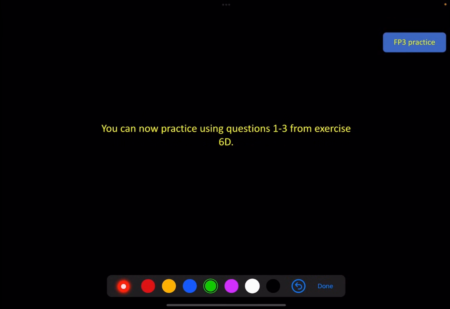That is enough for you to practice questions 1, 2 and 3 from exercise 6D. And if you want to break now, this is a good point to stop and try those because the next few examples are quite long.